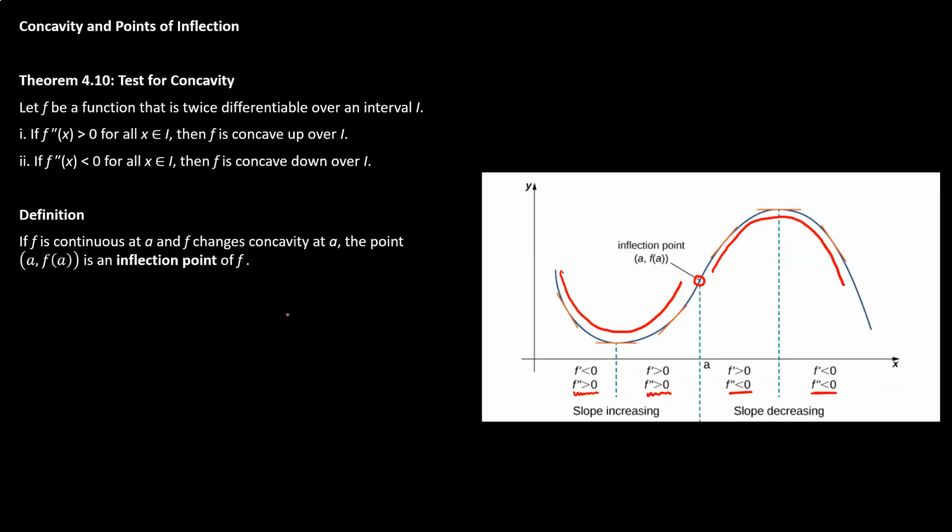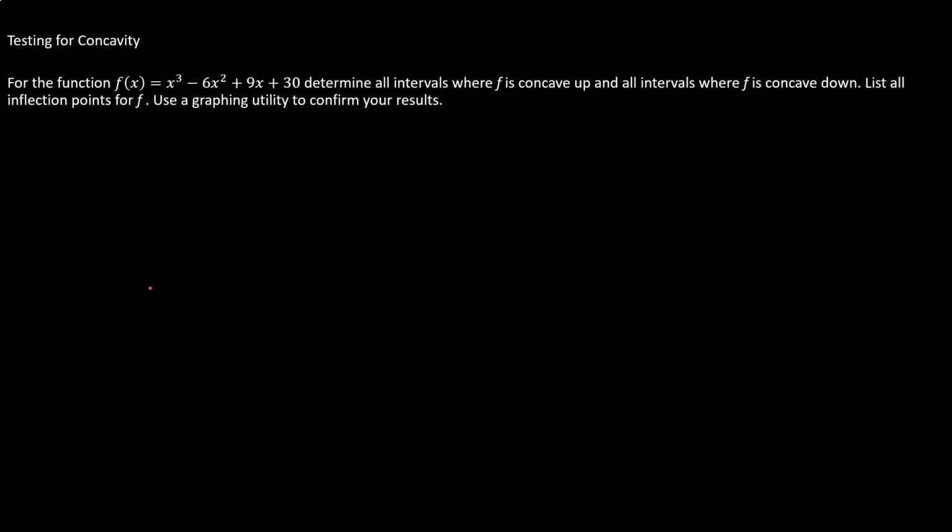So for our definition of an inflection point, it's basically the point where the concavity changes, where you go from concave up to concave down, or from concave down to concave up. To test for concavity, we're going to find the second derivative and then look at if it's positive or negative.